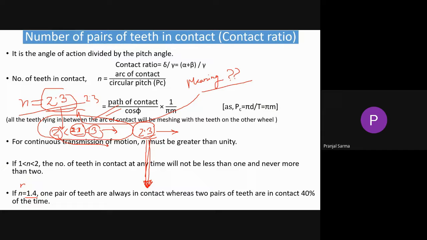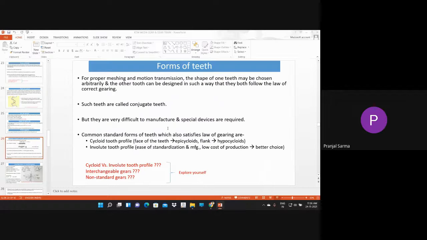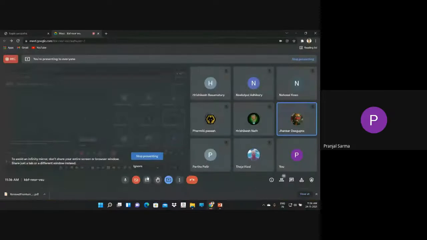Now if n equal to 2.3, tell me. Sir, one pair of teeth will always be in contact. Think, sir. That is the meaning of n equal to 2.3. Anyone else? Anyone? No? Confused, sir. Who is confused? Shankar.